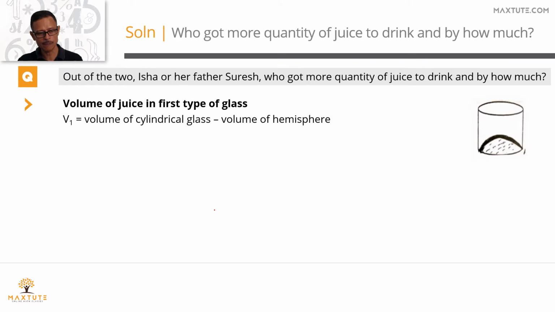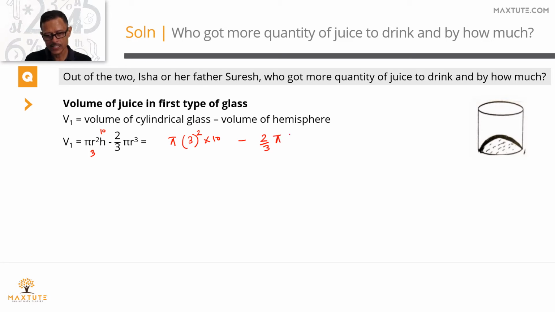Let's compute the volume of the first glass. Volume of the cylindrical glass, this portion, minus volume of the hemispherical bottom. Volume of the cylinder is pi r squared h. Volume of the hemisphere is 2 by 3 pi r cube. R is equal to 3 centimeters. Height is equal to 10. Plug in the values. So we'll keep pi as pi. Pi into r squared, which is 3 squared, into height, which is equal to 10, minus 2 by 3 pi into r cube, which is 3 cube.